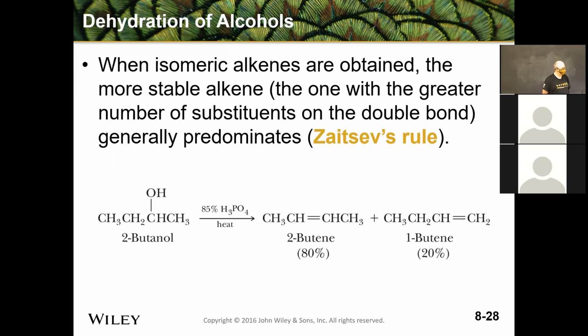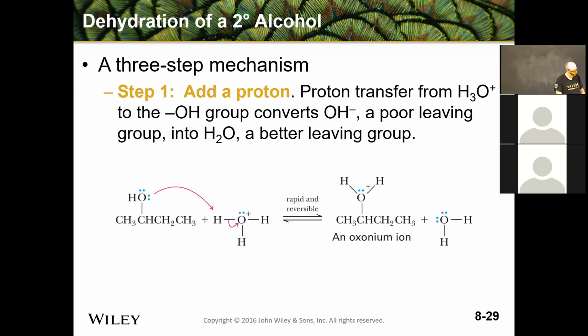So if we dehydrate 2-butanol with 85% phosphoric acid, we get two alkenes, 2-butene and 1-butene. The internal alkene, the more substituted alkene, you can see is the dominant product. We get an 80% yield for that one. And for 2-butene, we get a mixture of cis and trans. We get more of the trans, but 80% of both the 2-butenes. So this is how dehydration takes place.